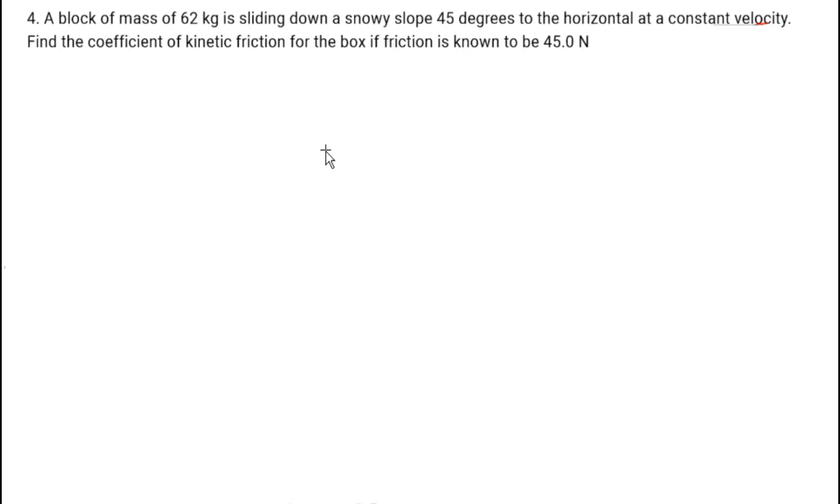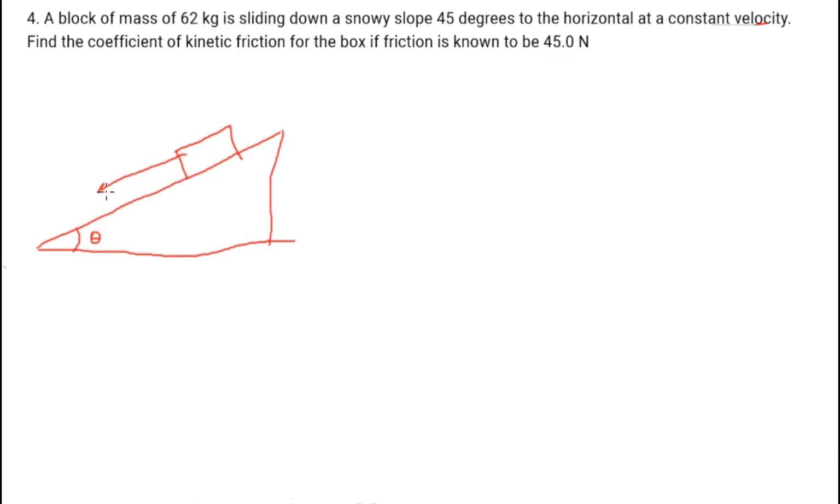A block of mass 62 kg is sliding down a snowy slope 45 degrees to the horizontal at a constant velocity. Find the coefficient of kinetic friction for the box if friction is known to be 45 Newton. Sliding down, the object is moving down the inclined plane, so it slides down with mg sine theta. If the object moves down the inclined plane, that means there will be a frictional force that will oppose the motion, which is Fr.